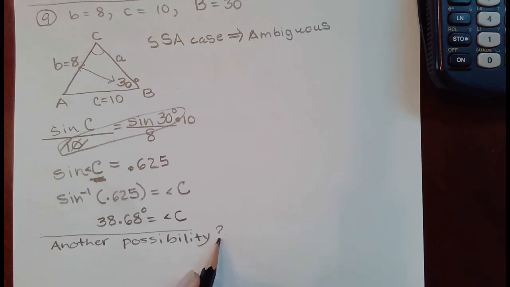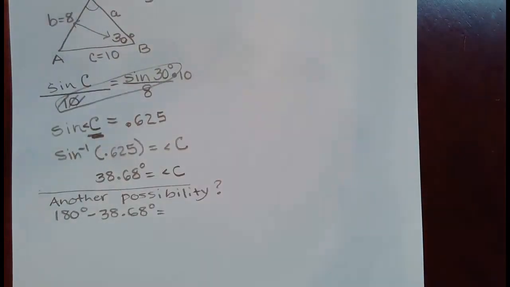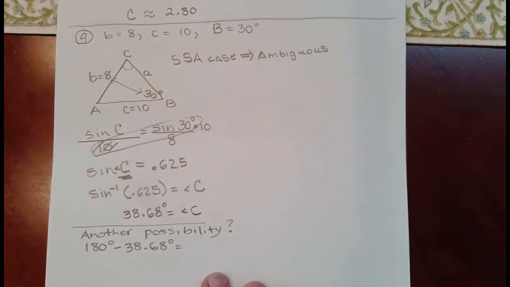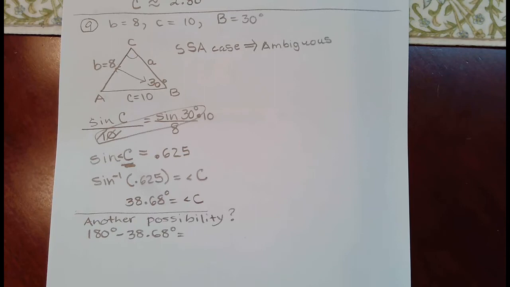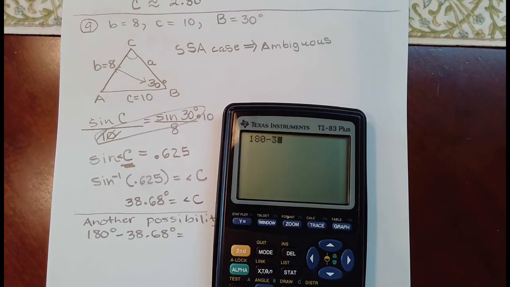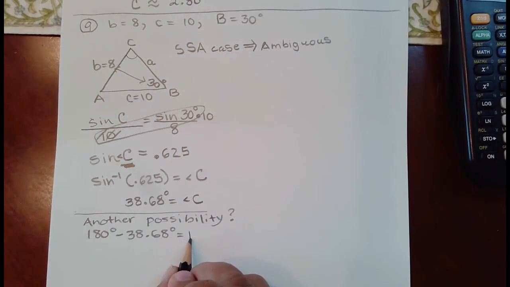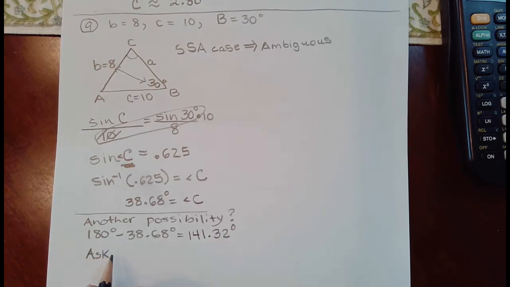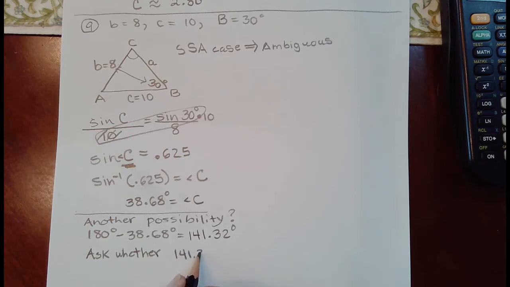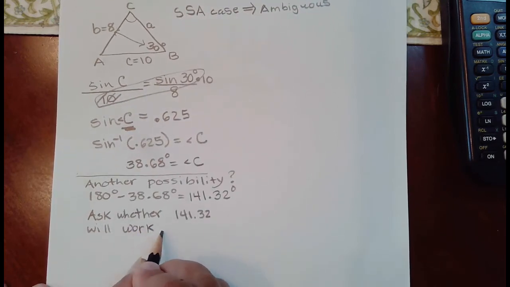The minute that you find this 38, you're going to entertain, is there another possibility for angle C? And you're going to consider that possibility by first going 180 minus the 38.68. Okay, so I'm going to go 180 minus 38.68, and that is 141.32. And then what I'm going to ask myself is, once you do the subtraction from 180, will this angle work for angle C?